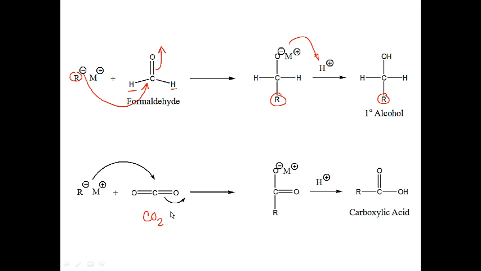But then in the next period, I'll show you a couple more carbonyls that we can add, so we can make other functional groups. So what happens if I add CO2 to a Grignard? Well, CO2, there's a slight modification. The carbon's slightly positive, and each of these oxygens is slightly negative.